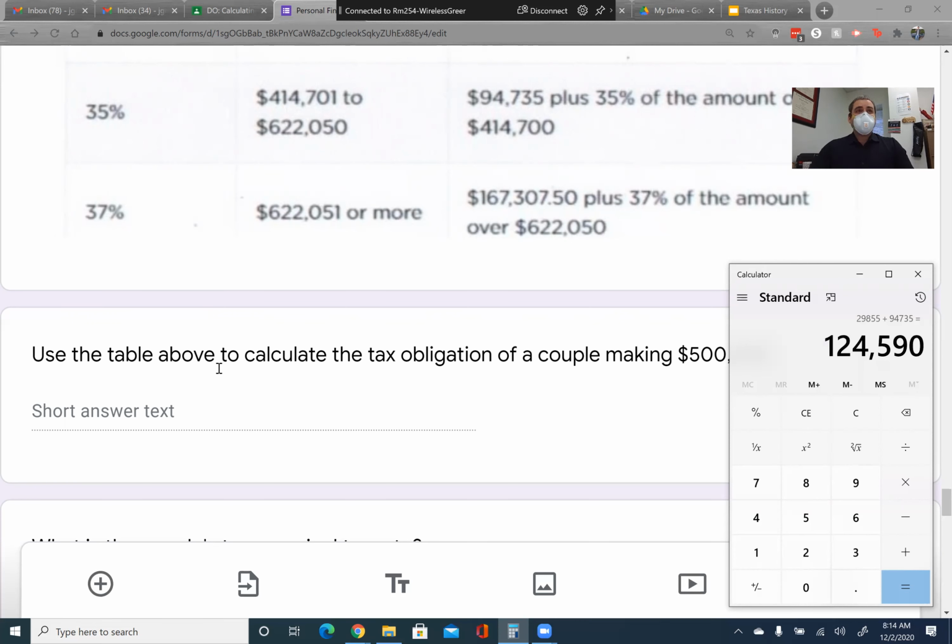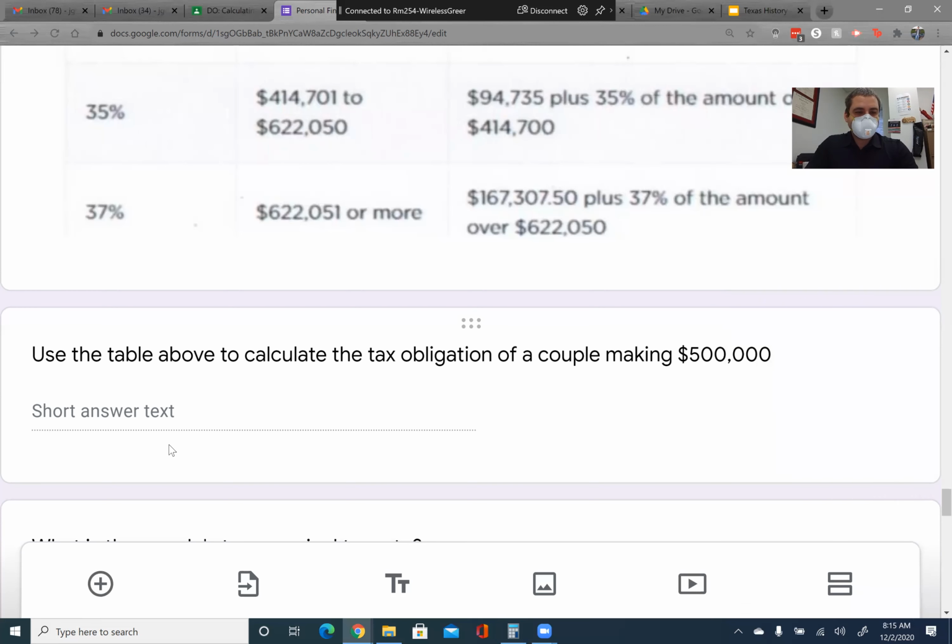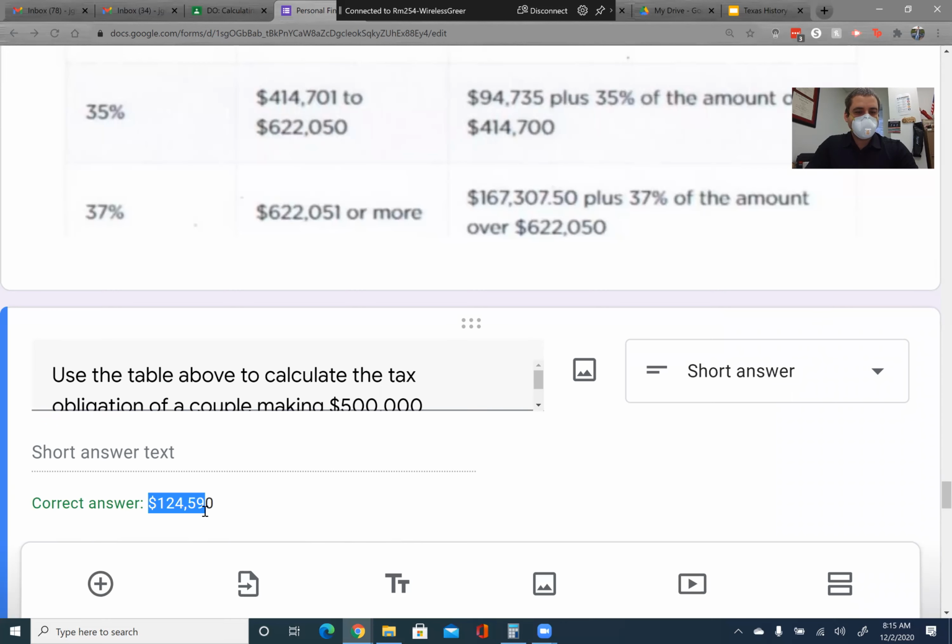All right, so what is this number? That is your total tax obligation. So a couple making $500,000 a year is going to pay $124,590 in taxes over the course of that year. So that's what you would put here under the tax obligation.